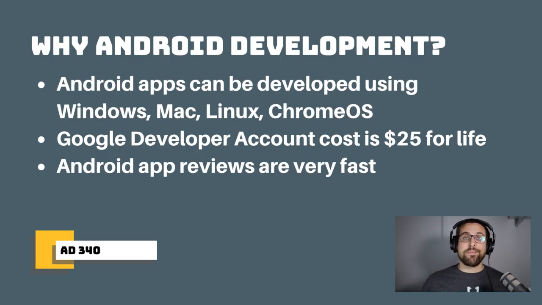Also, Android apps can be developed on pretty much any operating system. So whether your machine is a Windows machine, Mac, Linux, or even Chrome OS to some extent, you can download and install the Android SDK and build tooling and start building Android apps. This means that the devices to build them, the laptops, the desktop computers, are much cheaper compared to building for iOS, which requires a Mac. I already mentioned the cost of the developer account, so $25 for life, much cheaper than $100 a year.